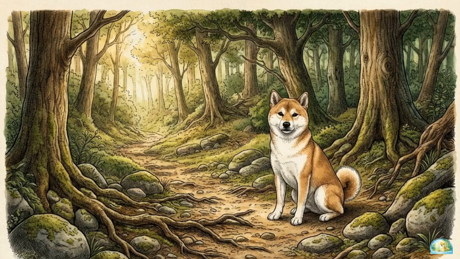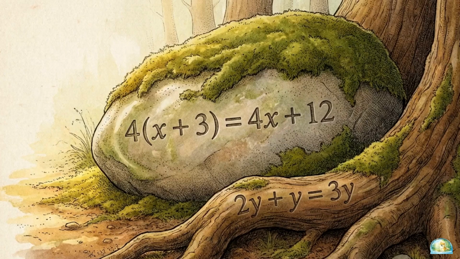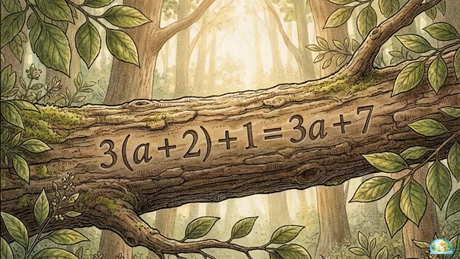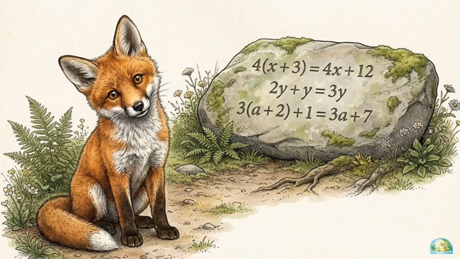Looking back down the woodland path, we have a permanent, consolidated record of the mathematical relationships we discovered. 4 times the group x plus 3 equals 4x plus 12. 2y plus y equals 3y. And 3 times the group a plus 2 plus 1 simplifies to 3a plus 7. The notation records the relationships established by the environment.